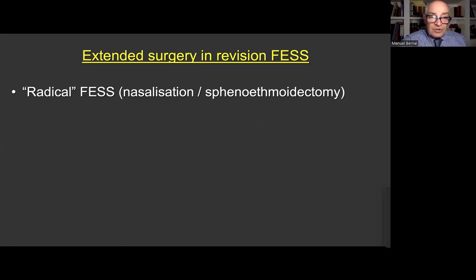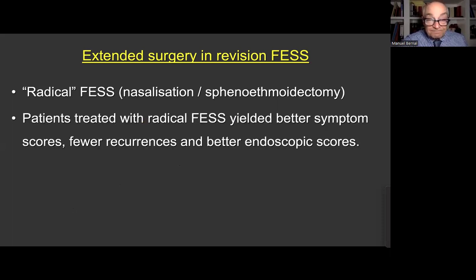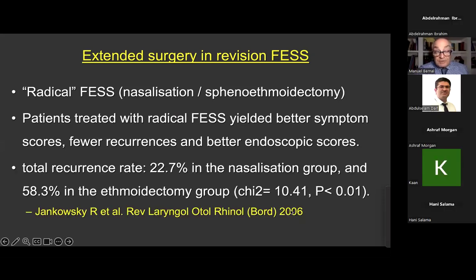Well, this term goes back to a French colleague of ours called Jankowski, who was talking about nasalization. That means the connection of all sinuses with the nose. And eventually this ended up in an extended sphenoethmoidectomy, not necessarily including a Draf type 3. And he found out that those patients undergoing that radical FESS had better symptom scores on the long term, fewer recurrences, and better endoscopic scores.